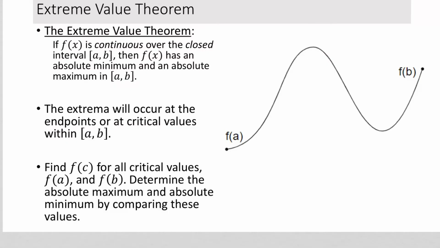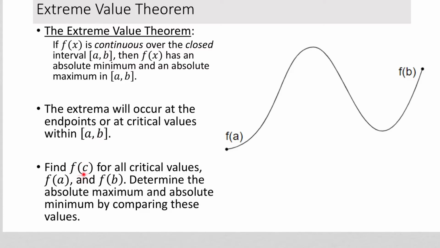So one last theorem to cover here. This is called the extreme value theorem. The extreme value theorem applies for functions that are continuous over a closed interval [a, b]. So f(x) will have an absolute minimum and an absolute maximum somewhere within that interval. The extreme values will occur at either the endpoints or the critical values within that closed interval.